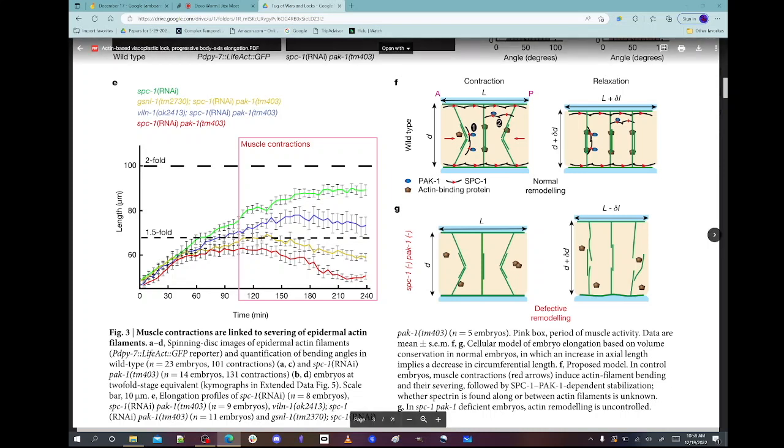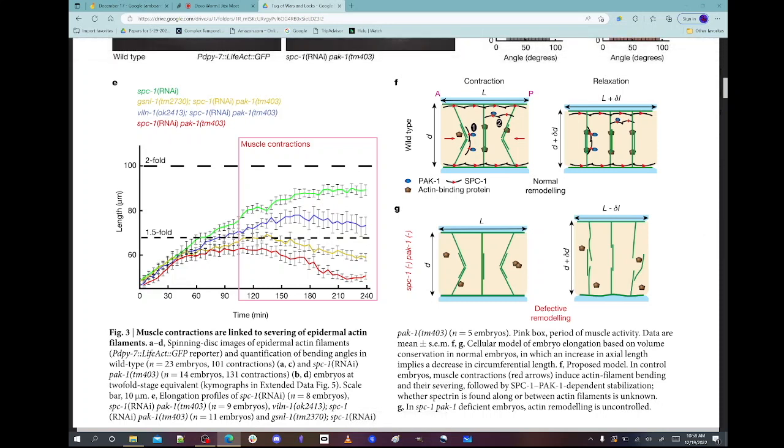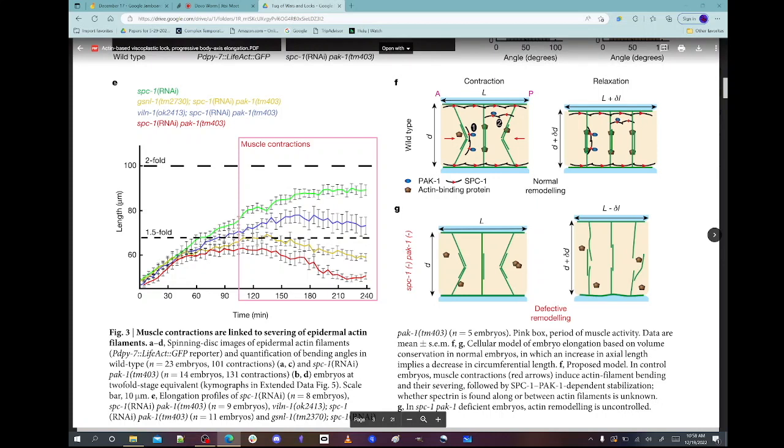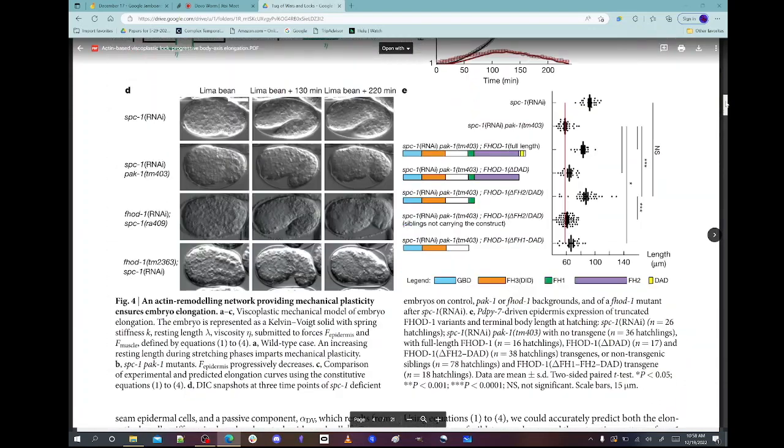In defective remodeling in these double mutants, you have this action of contraction and then this action of relaxation. And during relaxation, these filaments break down here so that there's this defective remodeling that occurs and doesn't really stay in place. In the normal case, relaxation means that they lock in place. In the defective remodeling, relaxation, everything actually relaxes, and there's no tension formed to maintain this change. So that's another example.